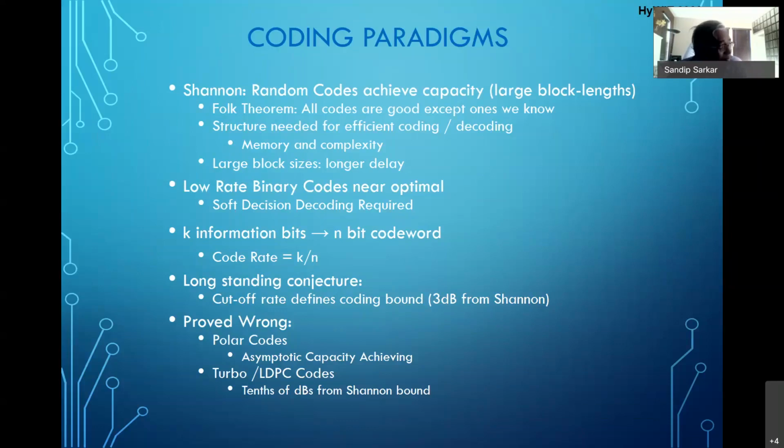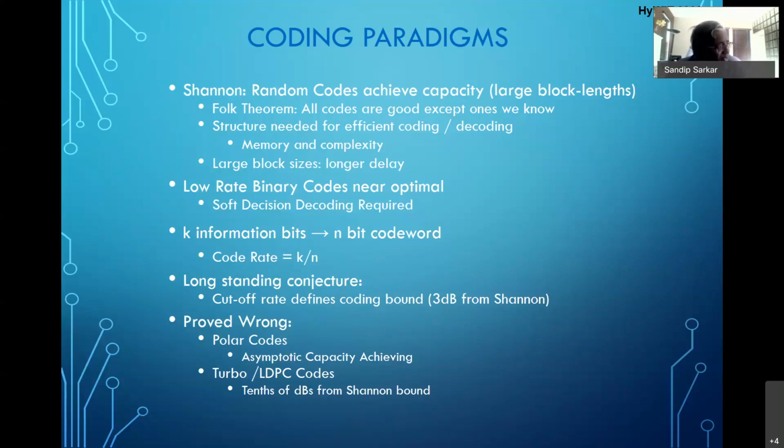If you look at the proof of the theorem, in fact, that is how Shannon argues that when the block length goes to infinity, indeed, that is what we get. However, the folk theorem is all codes are good except the ones we know. So none of the codes that we seem to know ever seem to achieve this capacity. And that was roughly true till the 90s, where there was a long-standing conjecture that there's a cutoff rate, which is 3 dB from Shannon, and you can't really get any closer to that.